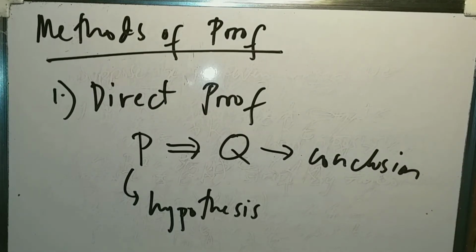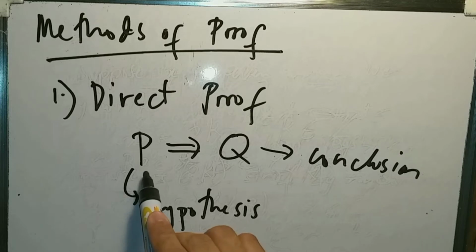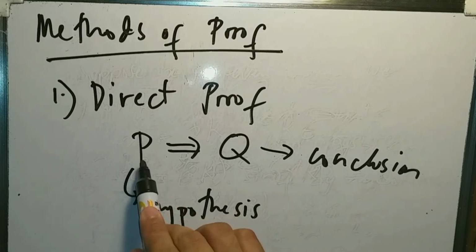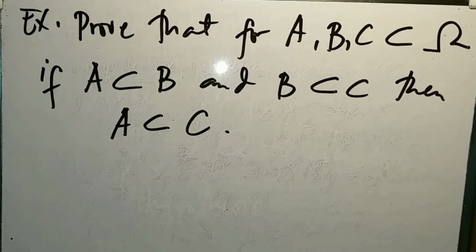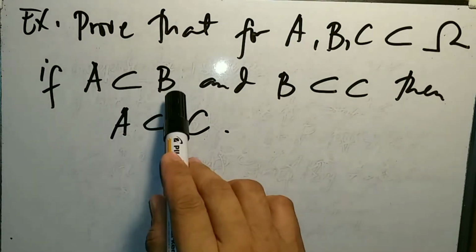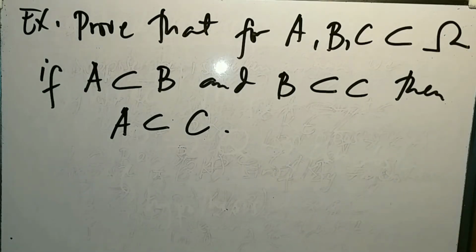So the process for direct proof: we assume that the hypothesis would be true. Then after some manipulation, we need to arrive at the conclusion Q. So for example, let us prove this theorem. Prove that for A, B, and C subsets of the universal set, if A is a subset of B and B is a subset of C, then A is a subset of C.